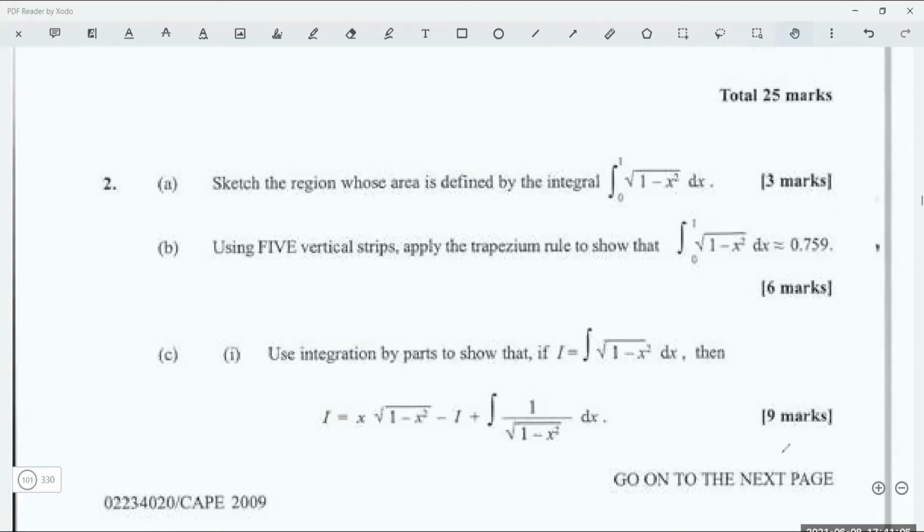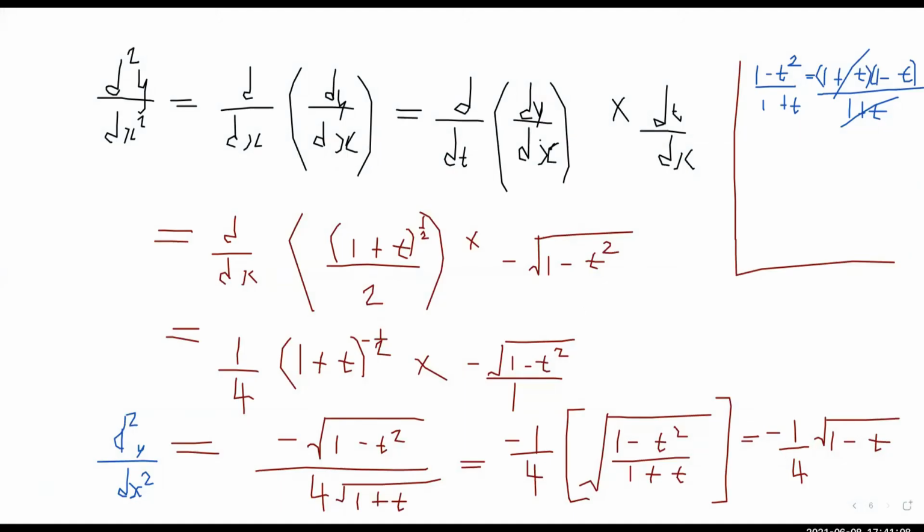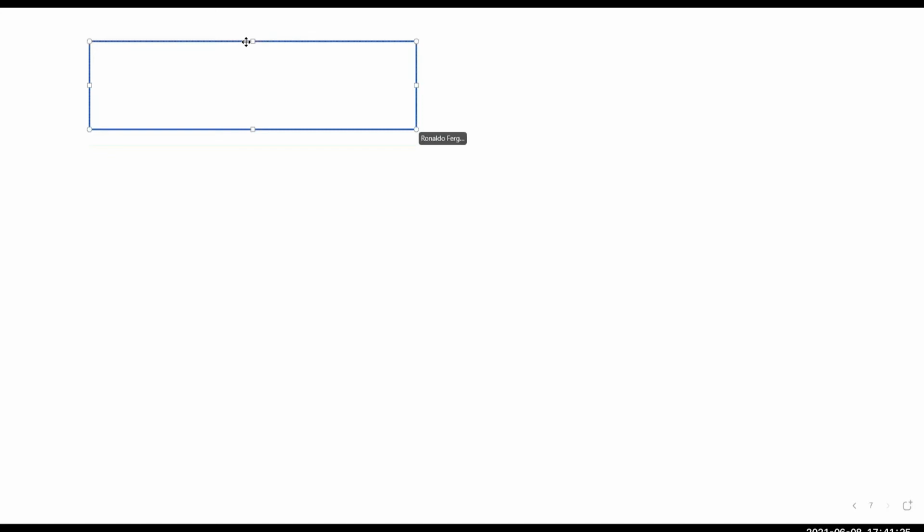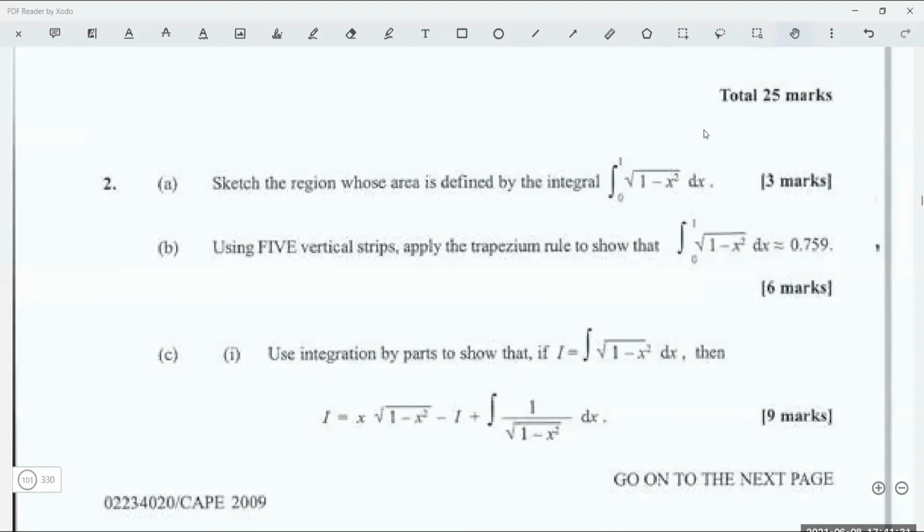Look at this now. We don't know how 1 minus x squared looks, so what you're going to do is bring out a table. Bring out a table. It's that easy. We want to sketch the region between 0 and 1. All right, so look what I'm going to do. This is integrating between 0 and 1. Just to follow the question and the next part, I'm going to cut it up in 5 pieces.